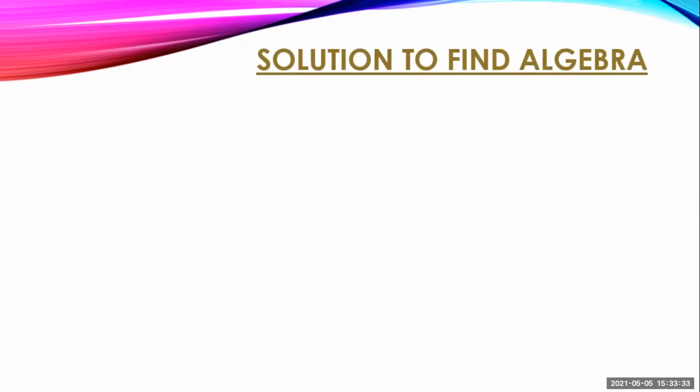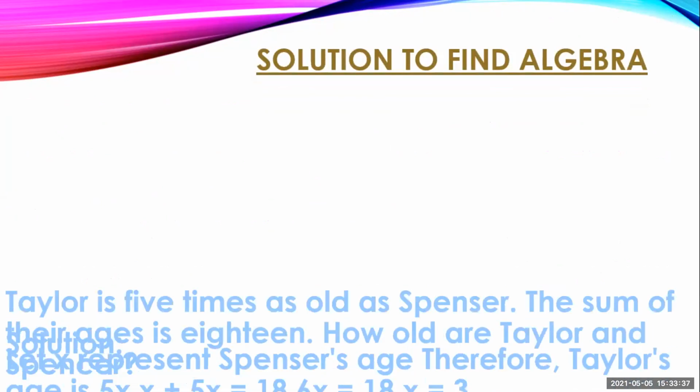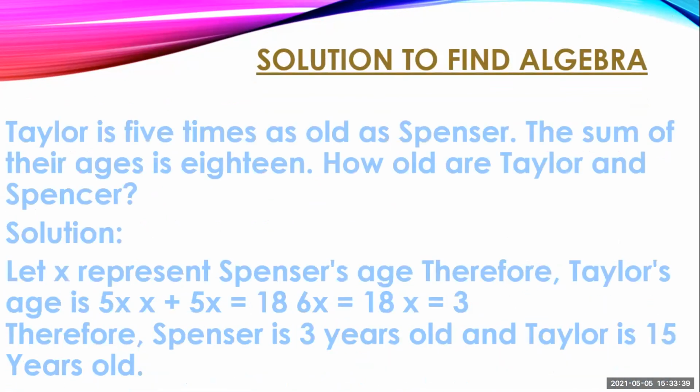Solution to find algebra. Taylor is 5 times as old as Spencer. The sum of their ages is 18. How old are Taylor and Spencer? Solution. Let x represent Spencer's age. Therefore, Taylor's age is 5x. x plus 5x is equal to 18. 6x is equal to 18. x is equal to 3. Therefore, Spencer is 3 years old and Taylor is 15 years old.